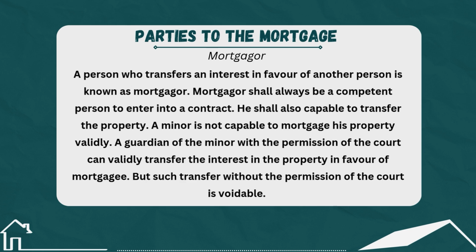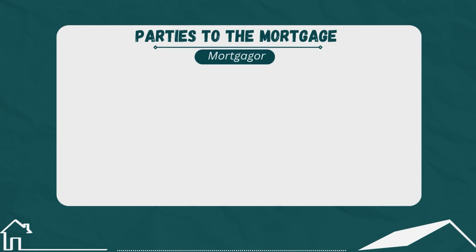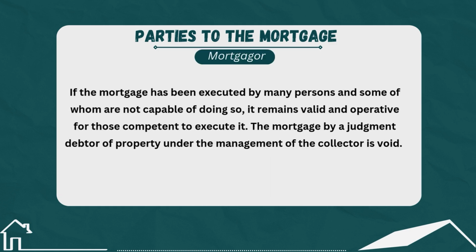A guardian of the minor, with the permission of the court, can validly transfer the interest in the property in favor of the mortgagee. But such a transfer without the permission of the court is voidable. If the mortgage has been executed by many persons and some of them are not capable of doing so, it remains valid and operative for those who are competent to execute it.